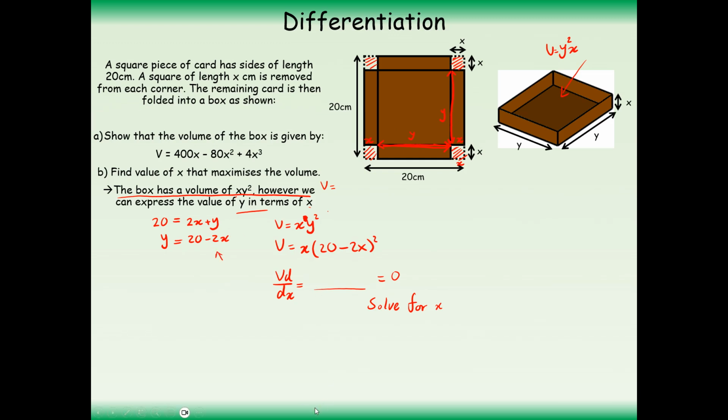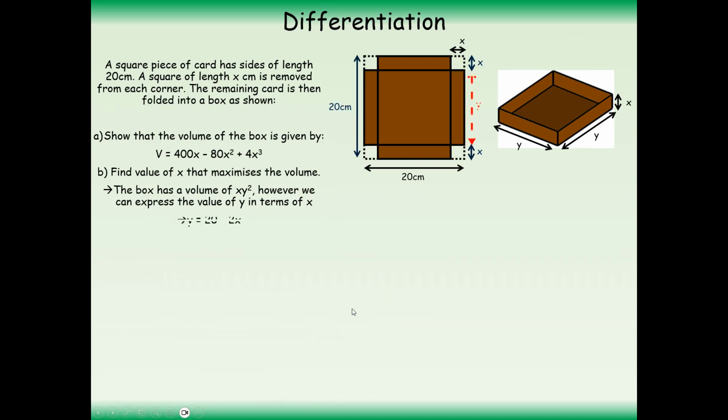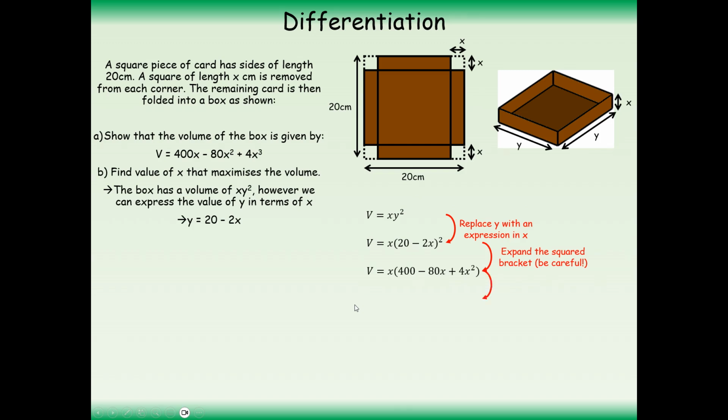So when I rub this off, the answer looks something like so. We said that volume is x y squared. So we're replacing y with 20 minus 2x, and we're going to expand this bracket. At this point, after expanding this, we have answered part A. Here is where you get your marks for part A, and that should give you some confidence that you have solved the problem so far correctly.